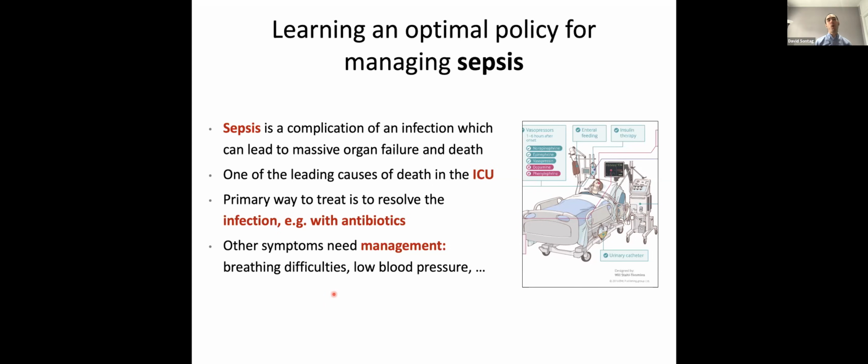And so when one wants to manage sepsis, of course, the first thing to do, because it's caused by an infection, is to try to prescribe an antibiotic. However, antibiotics alone tend to not be sufficient for managing sepsis. And there are a number of other things that one has to try to do to keep the patient alive once they get into this state.